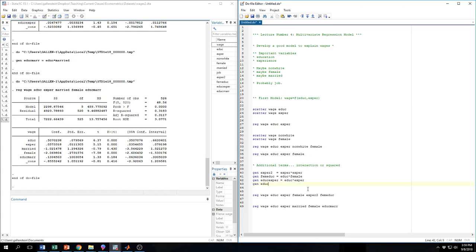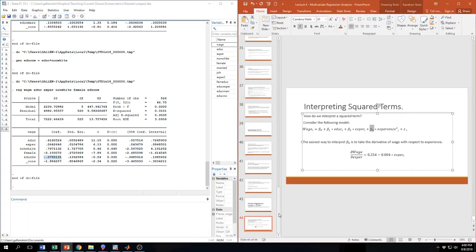All right, I'm going to try one more, and if we don't find one, I'm just going to do a mock interpretation. Education, non-white. Education times non-white. Okay, education, non-white. Generate it. Okay, so let's just treat this as if it's significant so that we can interpret it. All right, so we can get some practice interpreting. So let's go up.